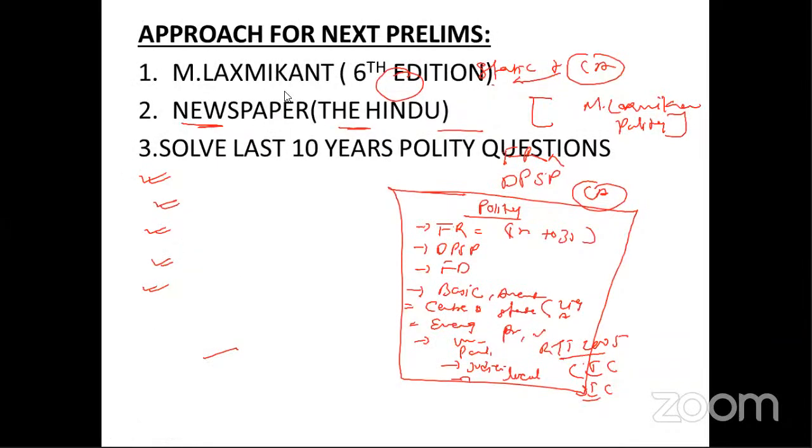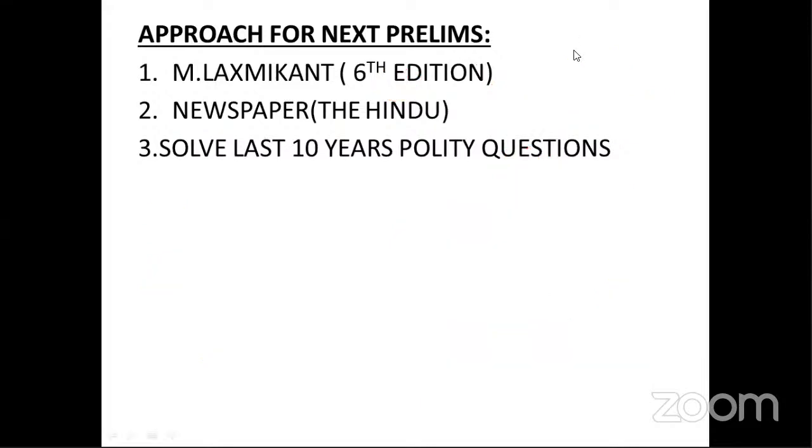And what should be your approach for the next year prelims exam? Read M Lakshmikant's 6th edition book thoroughly, because in the 6th edition, 6 new chapters were added. Okay, 6 new chapters means you can see 2-3 chapters based on constitutional bodies, like National Commission for Backward Classes, National Commission for Women. These are some new chapters that were added. So maybe in prelims they can ask a question from these new areas.